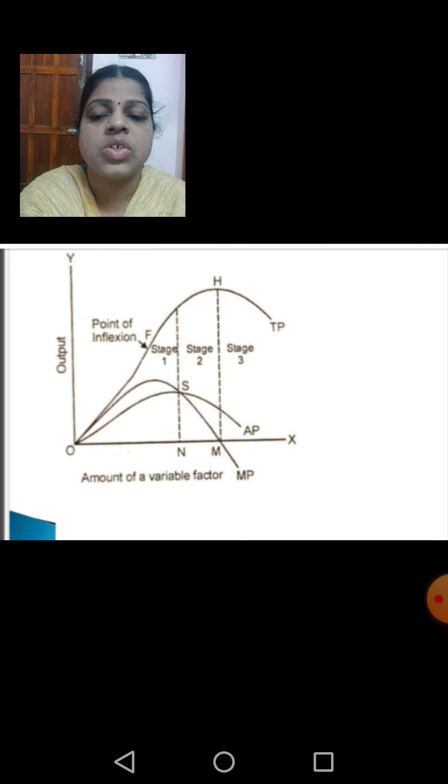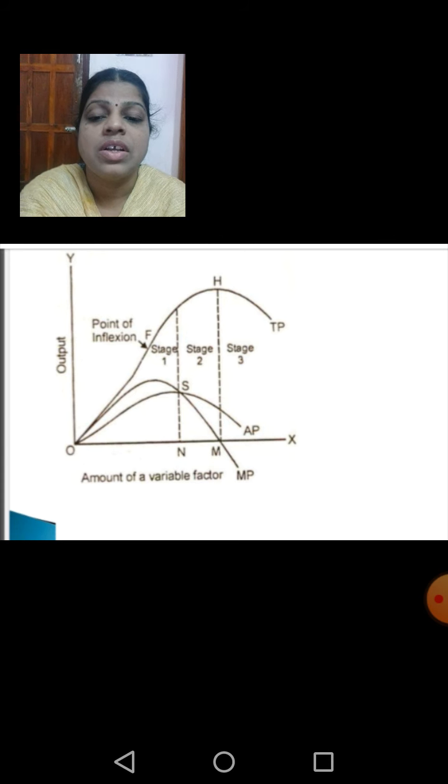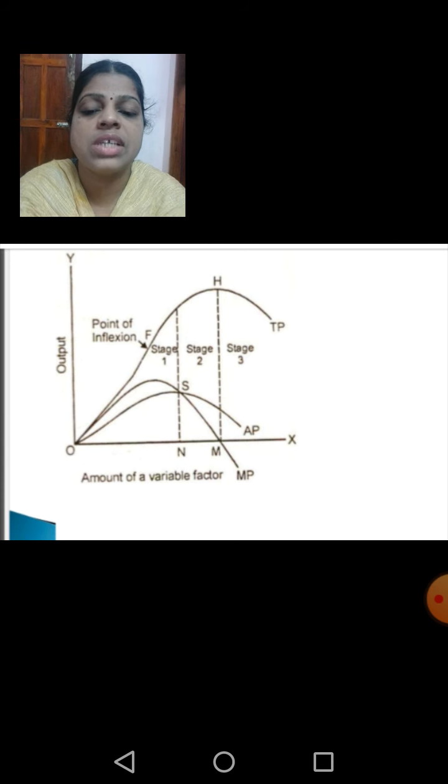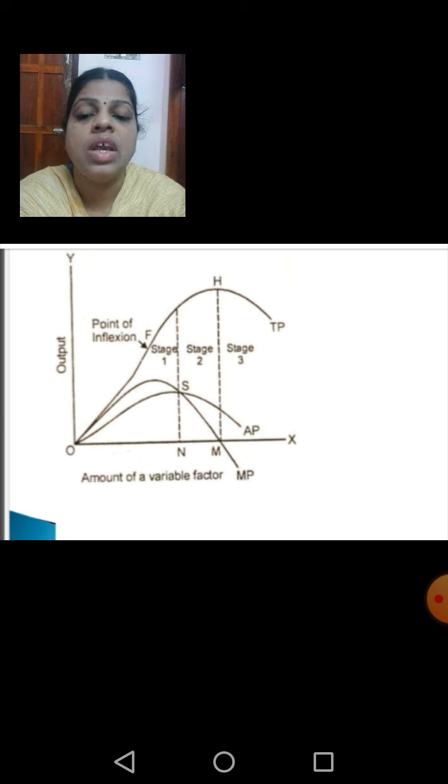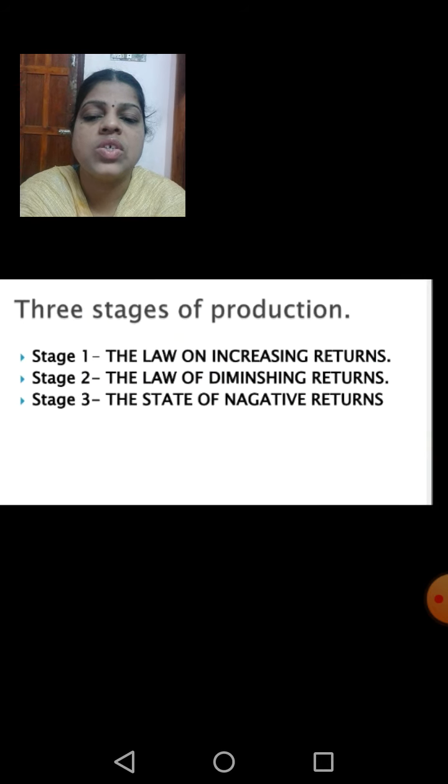So stage 1 means that is from O to F part, isn't it? It increases in an increasing manner. So stage 1, children, you just understand again, this is stage 1, stage 2 and stage 3. Right? Let me explain about stage 1.